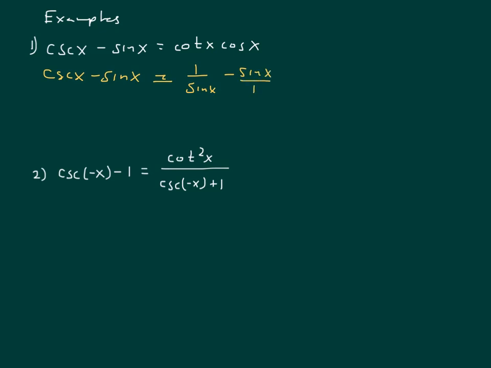And now remember, we want to combine these into a single fraction, so I have to get the common denominator. That is going to equal 1 over sine x minus, and in this case my common denominator is sine x, so it's going to be sine squared x over sine x. When I combine these into a single fraction, that's going to be equal to 1 minus sine squared x over sine x.